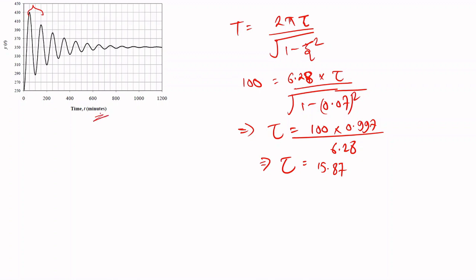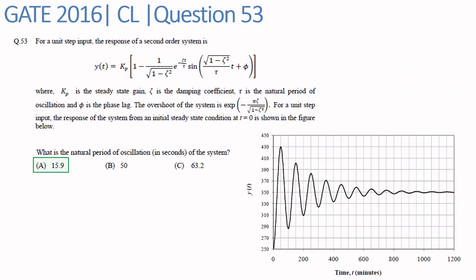The units were in minutes, so the final value of the natural period of oscillation tau will also be in minutes, that is 15.87. So from the given options, we can select the natural period of oscillation as 15.9.